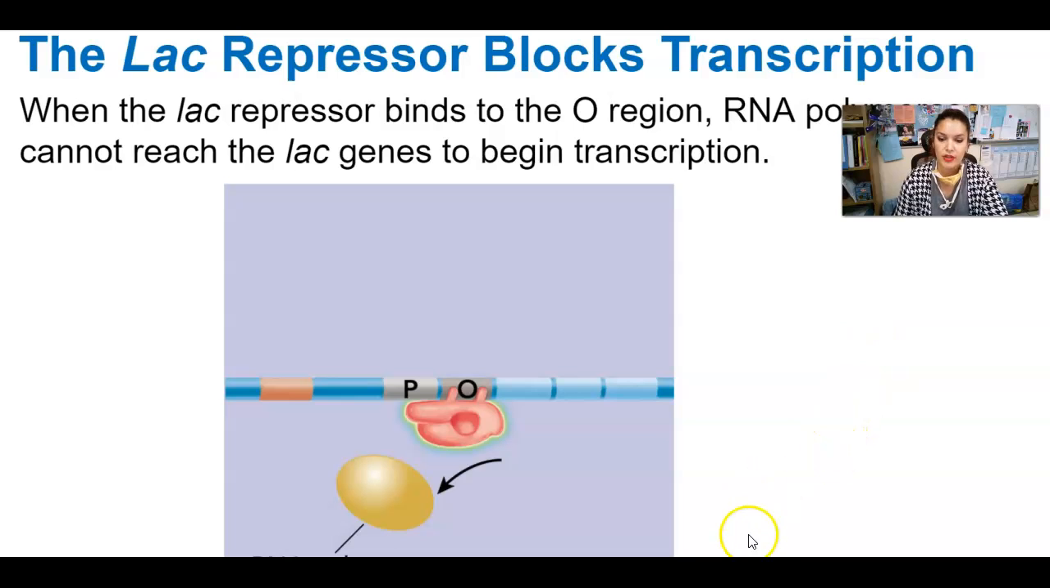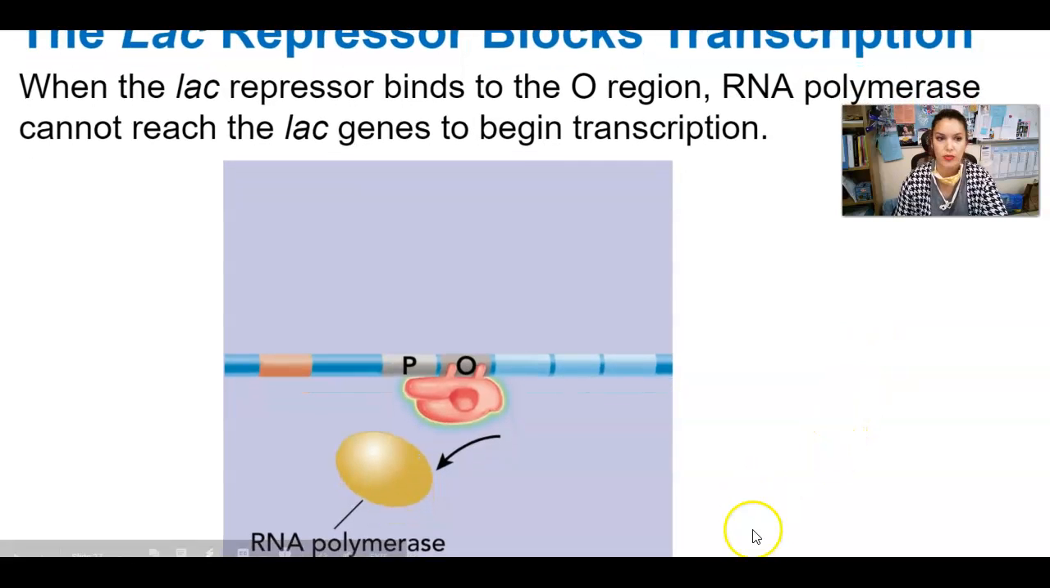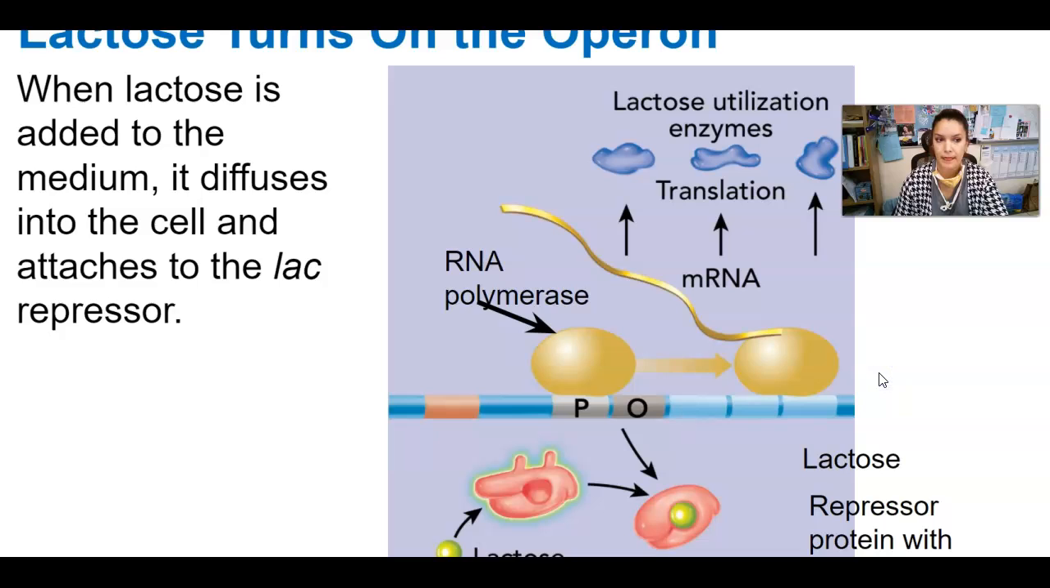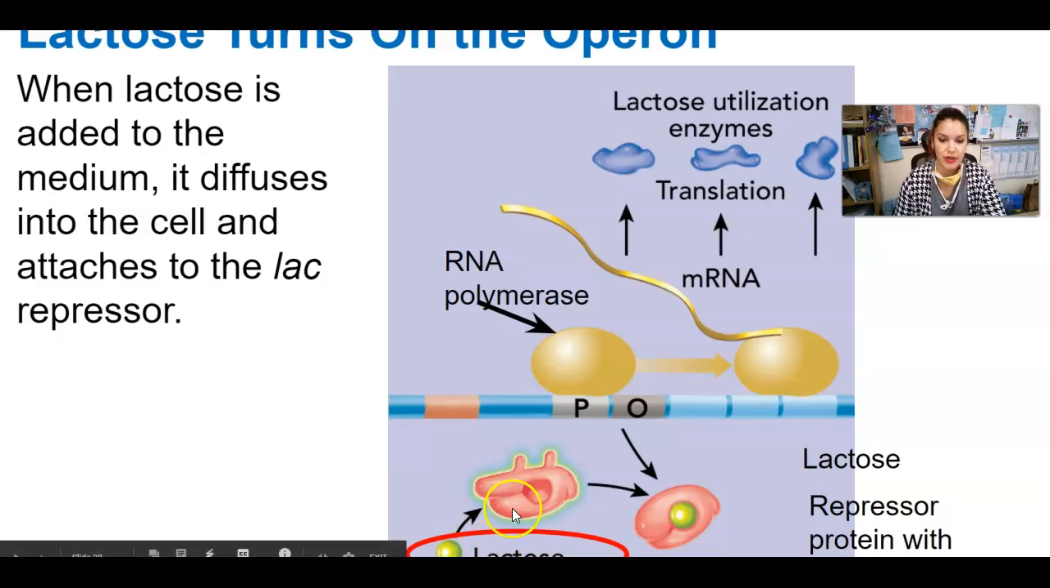The lac repressor is important because it blocks transcription from happening. When the lac repressor binds to this area here, the RNA polymerase cannot reach the lac genes to begin transcription. So that is a repressor protein. All right, so there is lactose right here. When lactose is added to the medium, it diffuses into the cell and attaches to the lac repressor. So lactose is needed in order to stop the repression of the proteins that are being made.